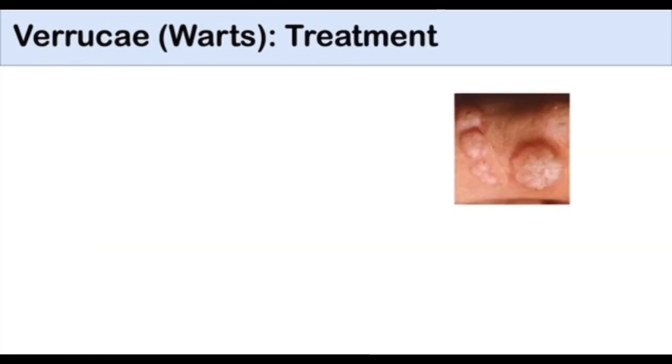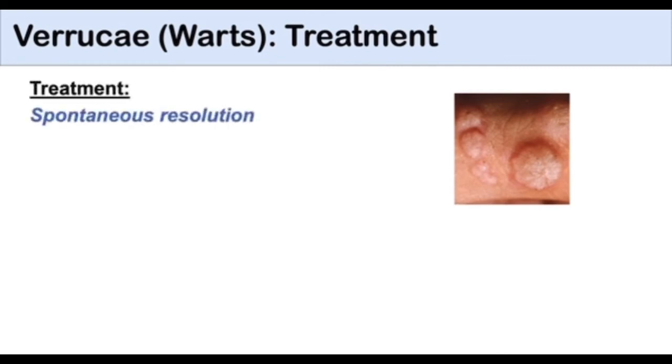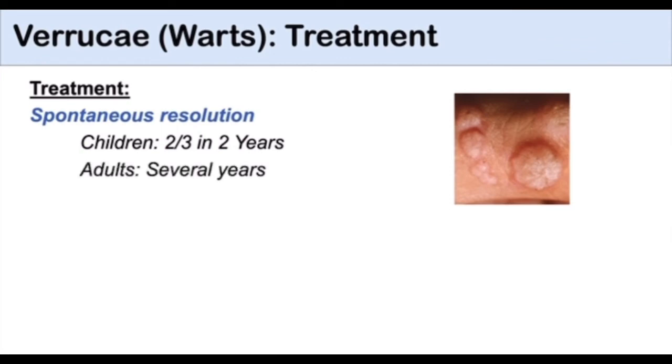So now that we know those different subtypes of warts, how do we treat them? Treatment can actually be conservative. Many times warts will spontaneously resolve on their own, but it depends on the age of the individual. With children, the rule is 2/3 of children will have a remission of the wart in about 2 years' time. Whereas in adults, it could take longer, maybe several years, maybe longer than that, and it depends on how old the individual is and on their immune system function.